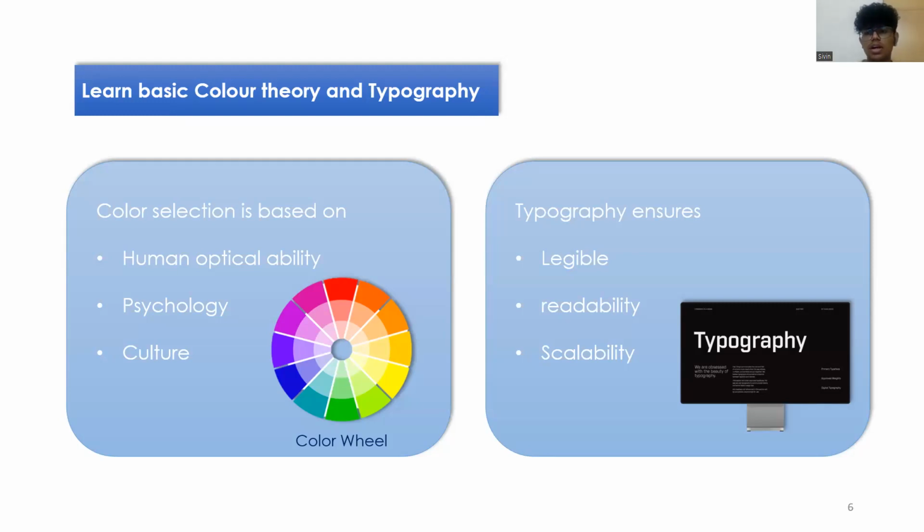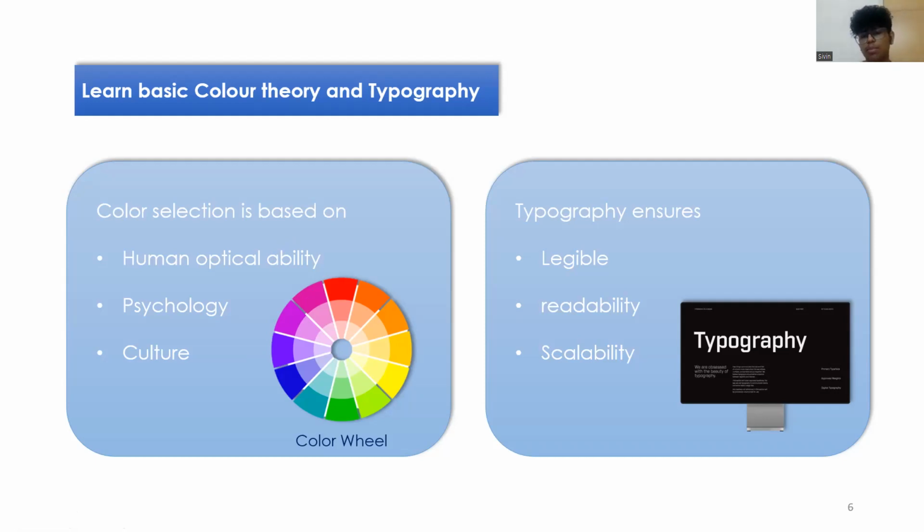Color theory is basically a set of rules and guidelines that the designer uses to communicate with the customer through appealing color schemes in a visual interface. So here you can see a color wheel which contains the primary, secondary, and tertiary colors, and the designer uses this to select the color. The color selection is purely based on human optical ability, psychology, and culture.